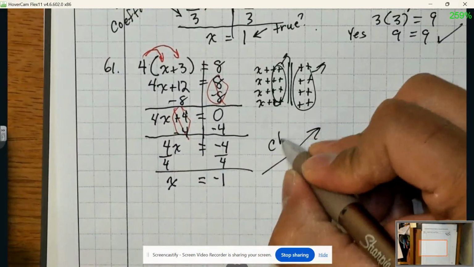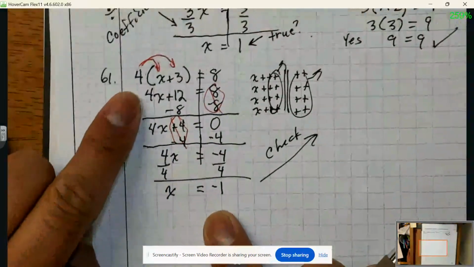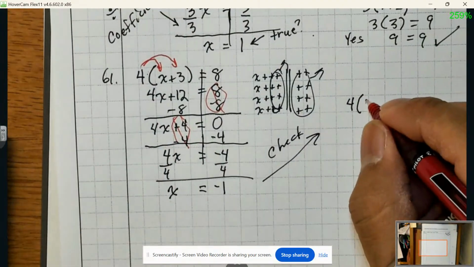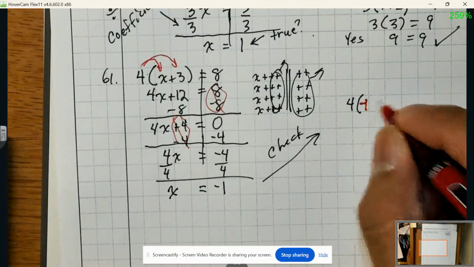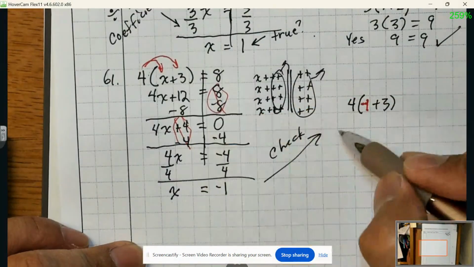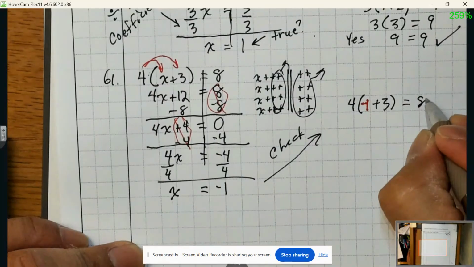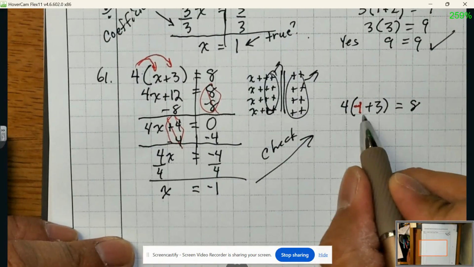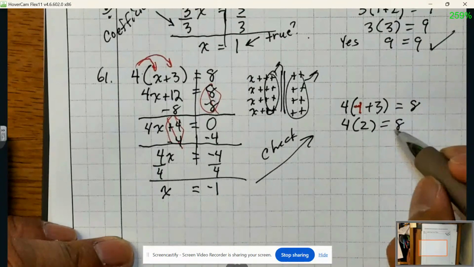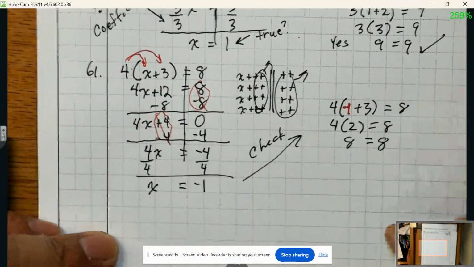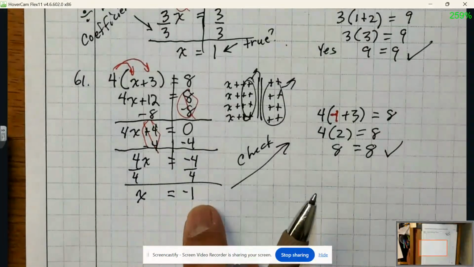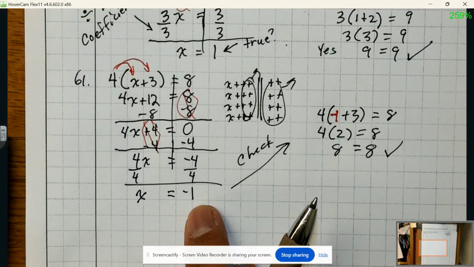Okay, let's check by plugging it in. So we go to our original equation, 4, and then this is a negative 1 plus 3, right, because that x needs to be substituted, is equal to 8. And now order of operations, do the parentheses, negative 1 plus 3 is 2, so 4 times 2 equals 8. Still not done until we have that true statement of the left side equals the right. Okay, so since this is a true statement, that means our solution is actually negative 1.